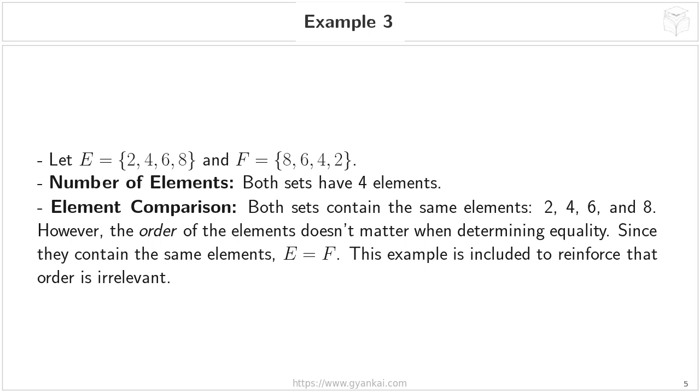This is where the element comparison comes in. If we carefully look at the elements within each set, we see that both sets contain exactly the same numbers: 2, 4, 6, and 8. Now, a crucial point here, and this is why this example is included, is that the order in which the elements are listed within a set doesn't matter. A set is defined by its members, not the way those members are arranged. So, whether we write 2, 4, 6, 8, or 8, 6, 4, 2, it represents the same set. Because both sets contain the same elements, we can confidently say that set E is equal to set F. We would write this as E equals F.